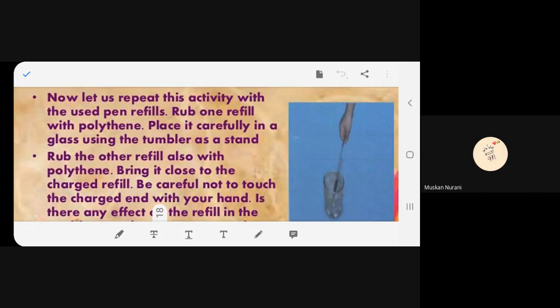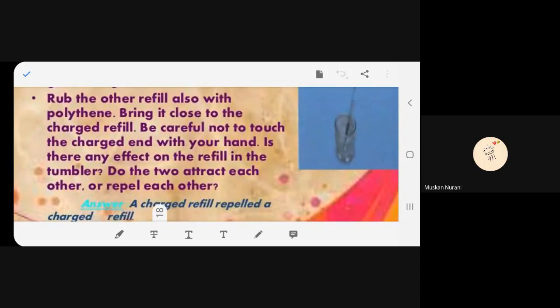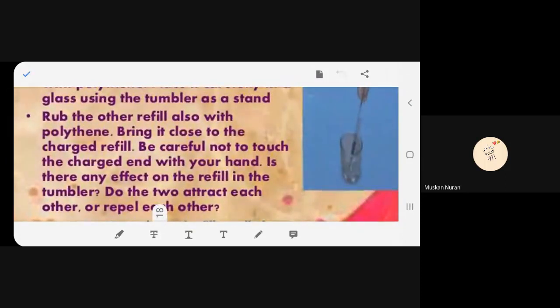Now let us repeat this activity with the used pen refills. Rub one refill with polythene. Place it carefully in a glass using the tumbler as a stand. Rub the other refill also with polythene. Bring it close to the charged refill. Be careful not to touch the charged end with your hand. Is there any effect on the refill in the tumbler? Do the two attract each other or repel each other?